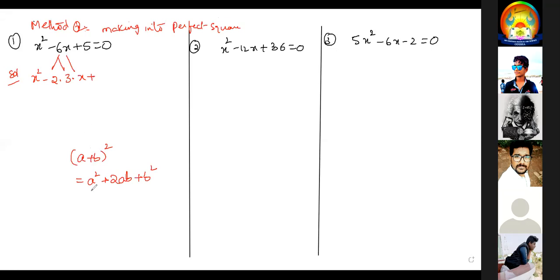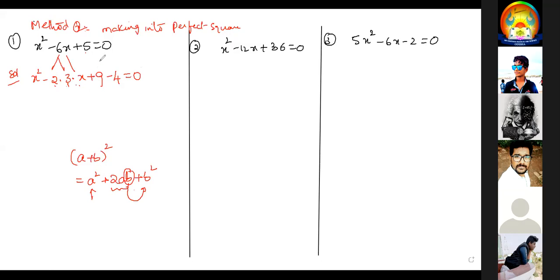So actually, if a square is there and 2ab is there, what may be the next term? It should be the square of this. x square is there, 2 into 3x is there, so the next term may be the square of 3, that is 9. But how much do I have? 5 I have. So I wrote 9 minus 4 equal to 0.